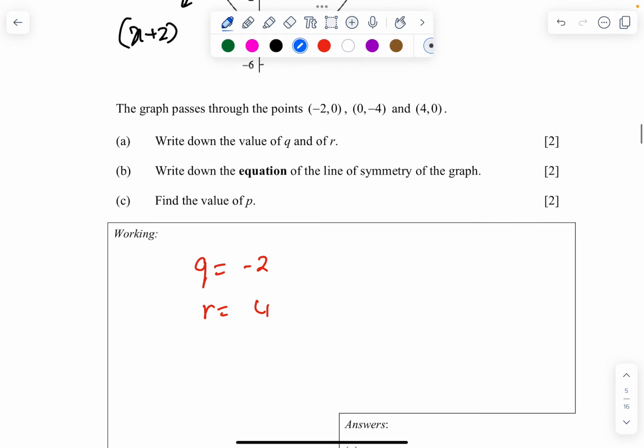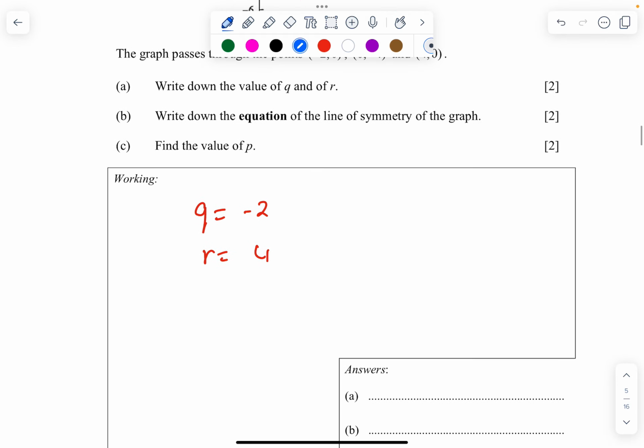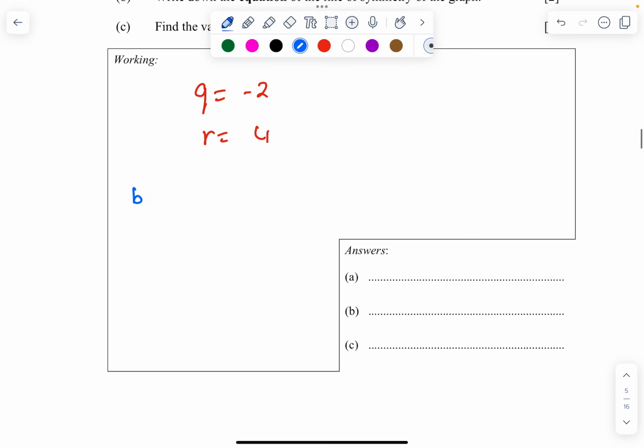Next, write down the equation of the line of symmetry. So the line of symmetry will be the midpoint of those two. x equals 4 plus of minus 2 divided by 2, which is x equals 1.